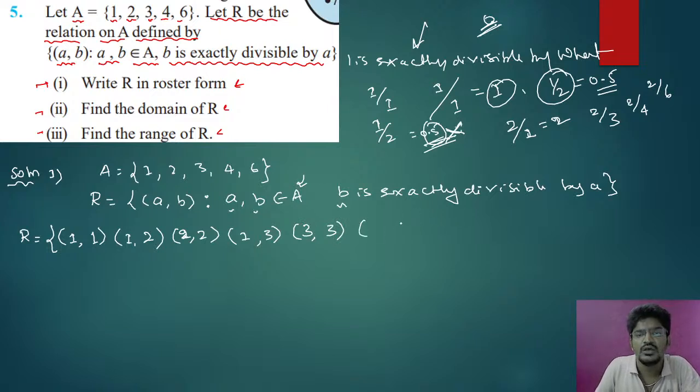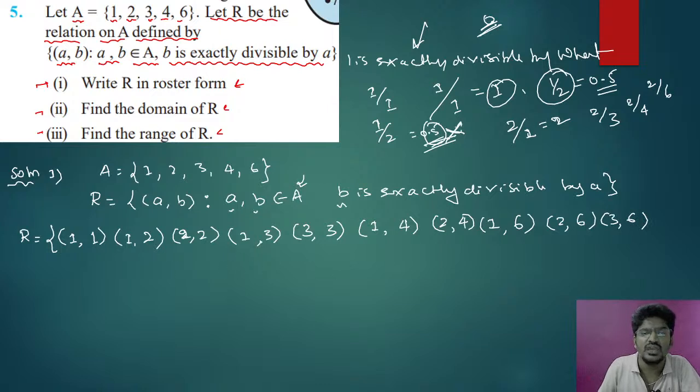Next, 4 is exactly divisible by 1. 4 is exactly divisible by 2. So other elements can't divide it. 6 is exactly divisible by 1. 6 is exactly divisible by 2. 6 is exactly divisible by 3. On the same way, you see here 4 is exactly divisible by 4. And also 6 is exactly divisible by 6. So these are going to be the ordered pairs.